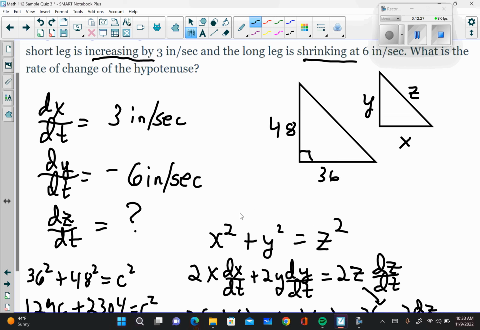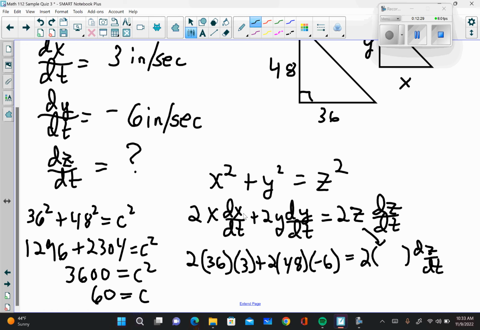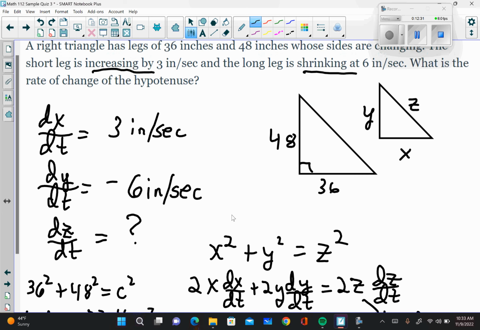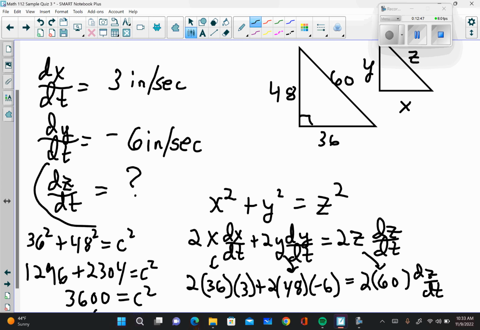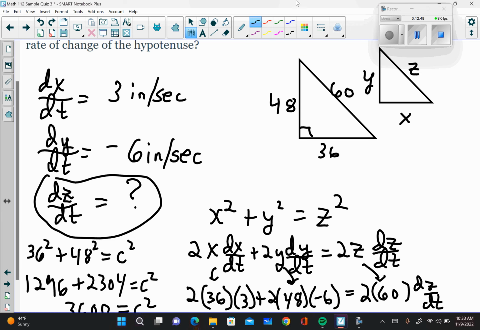So in this original triangle, I labeled 48 and 36 because they were given, and I could have put a 60 there even though it isn't given. And it's important because that z has to go there, 60. That's what z is when x is 36 and y is 48. Now we're going to solve for dz/dt because that's the question. The question is, what is the rate of change of the hypotenuse?